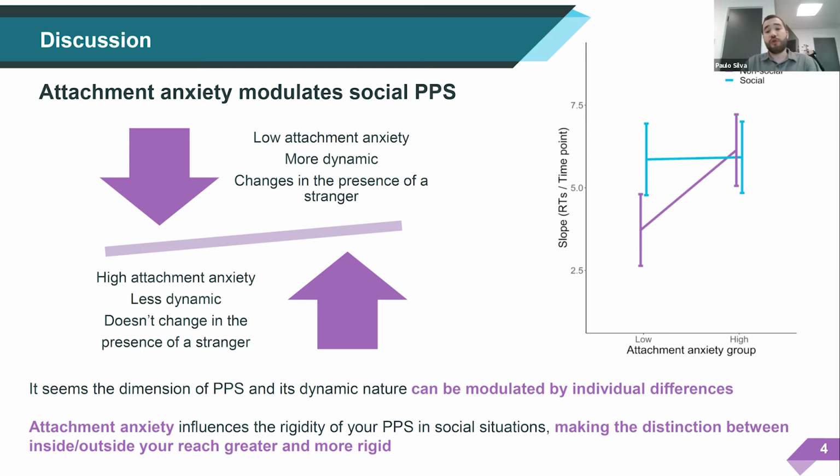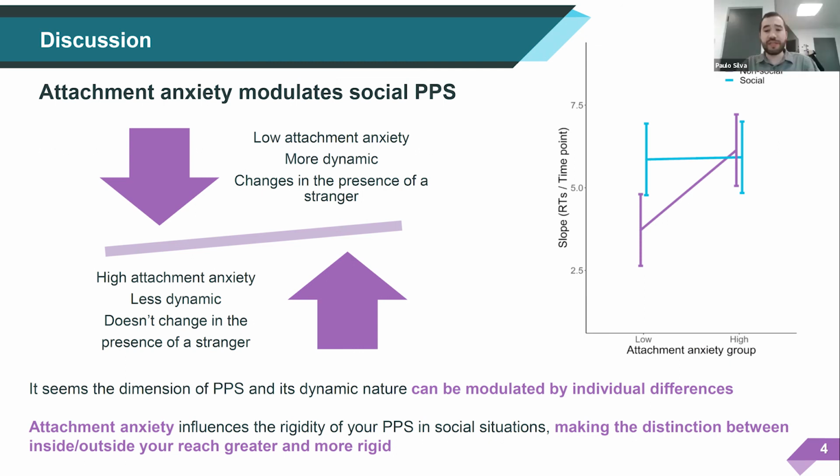As a whole, our results seem to indicate that indeed attachment anxiety modulates social peripersonal space. When it comes to the presence or absence of a stranger, it seems like people scoring high on attachment anxiety have a less dynamic peripersonal space, keeping a steep difference between inside and outside of the PPS boundary, even if this boundary shrinks in the presence of a stranger. By opposition, people scoring low on attachment anxiety have a more dynamic peripersonal space, showing steepness difference in the presence versus absence of a stranger.